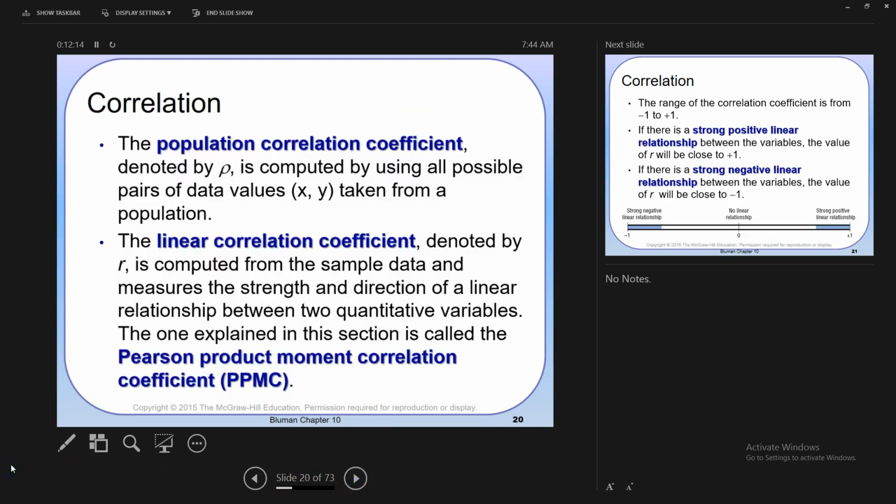And so now talking about the correlation, you can do a population correlation coefficient, but we're not going to talk about that. We're going to talk about the linear correlation coefficient, which is computed from sample data. The particular one that we're going to use, not important that you remember this, but it's called the Pearson product moment correlation. There are other ways to calculate this R than what we do, but this is the most common, especially for an introductory type of situation.